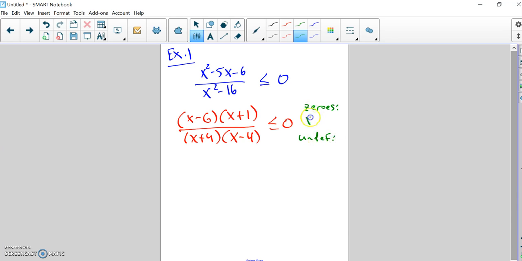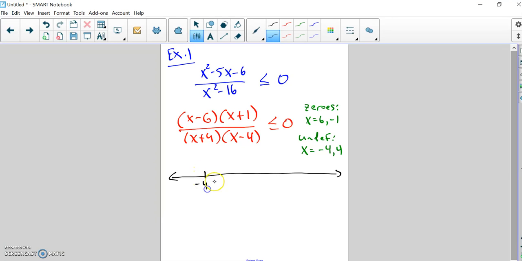Okay, the 2 zeros from the numerator are going to be x equals 6 and x equals negative 1, and the 2 undefineds from the denominator are going to be x equals negative 4 and x equals positive 4. Okay, so we got one side equal to 0, we made sure it was one fraction, we factored the top and the bottom, we found the zeros, and we found the undefined. Everything from this point forward is going to be the exact same as what we were doing with polynomial inequalities. Unfortunately for us, we just have a few more things to test on this problem. So what we're going to do is we're going to go ahead and put all of these on a number line in order.